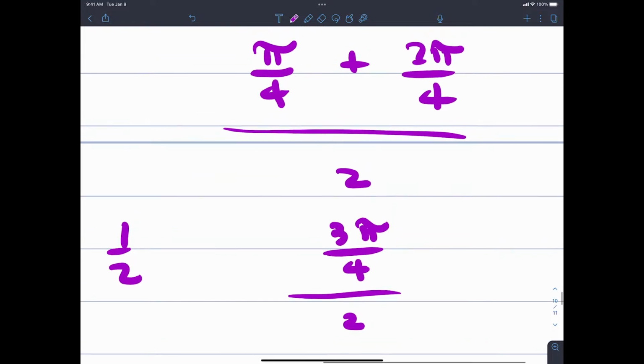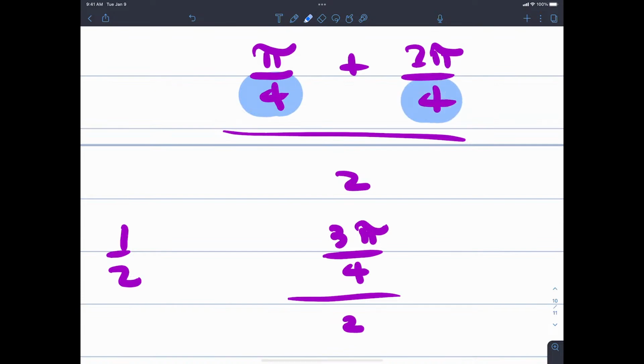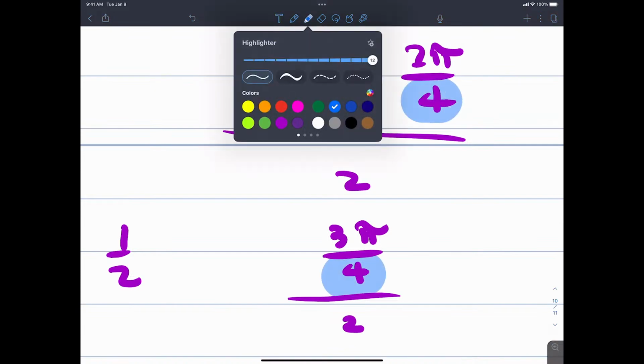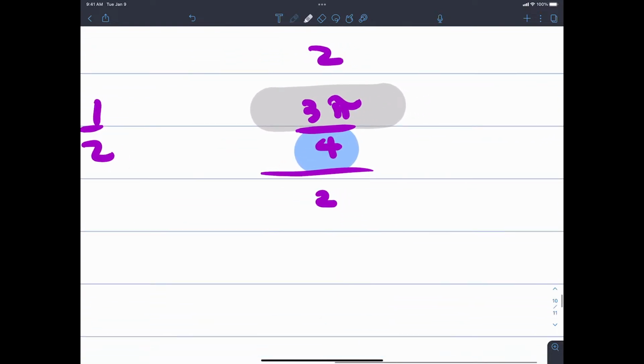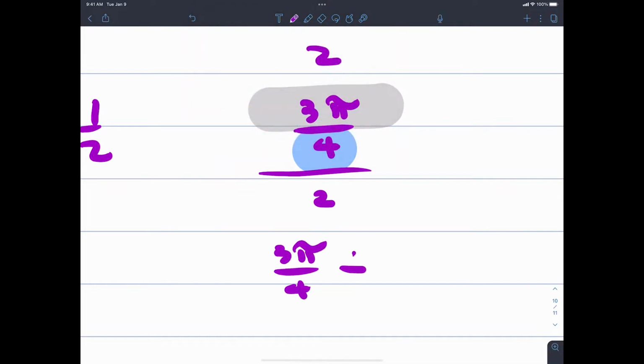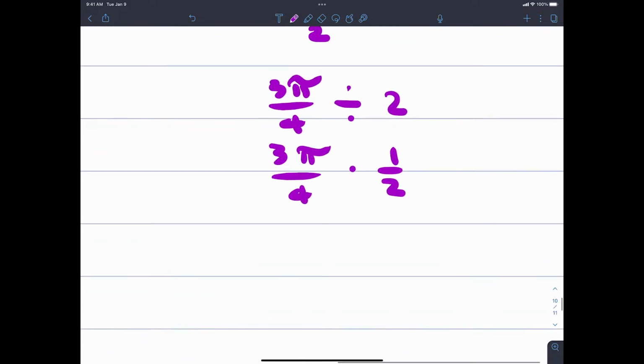Is that true? Because remember how you guys add fractions? Same denominator. Okay, we keep that. Now you get to add your what? Pi plus 2 pi gives you what? 3 pi. All right, you're almost there. Almost there. 3 pi over 4 now divided by 2. What is that? Do you guys remember? Isn't that 3 pi over 4 times 1/2? And what does that give you? That's 3 pi over what? 8. Good. Good.